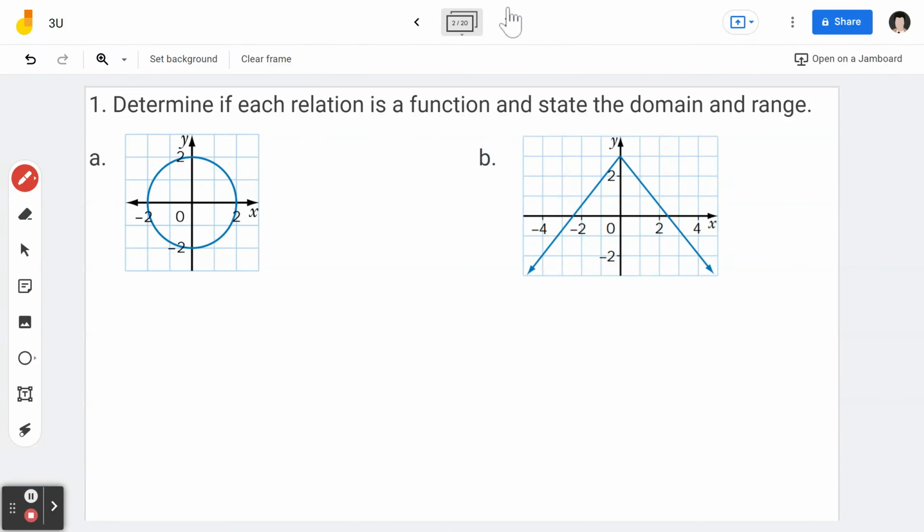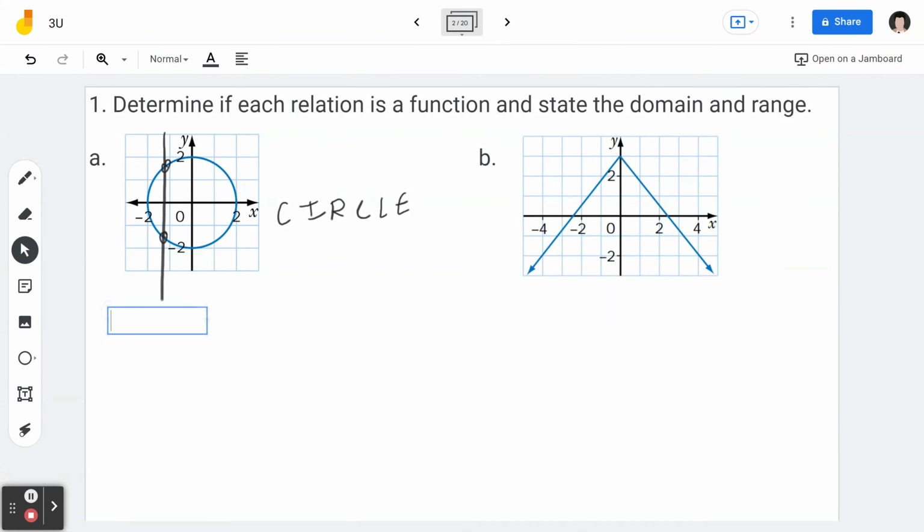Let's begin. Number one, determine if each relation is a function and state the domain and range. So for 1a, if you look at the graph, by inspection, this is going to be a circle. So you can even write down the word circle. And of course, when you draw a vertical line, immediately notice it crosses more than one point. So the short answer, of course, is not a function. And the reason is because it fails the vertical line test. So again, VLT stands for vertical line test. And it's not a function because it fails the vertical line test.